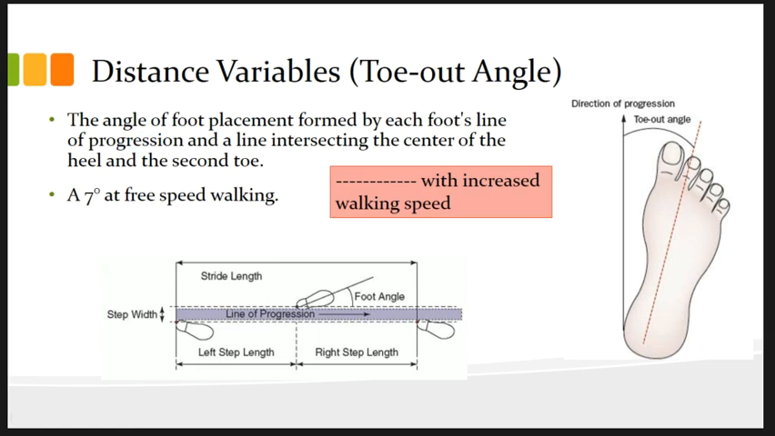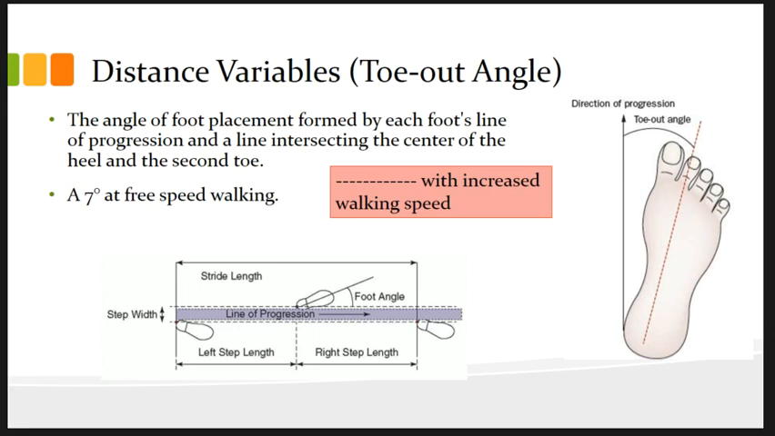Then in terms of whether or not this changes with your walking speed, generally if you think about walking faster, it's more challenging, so you need more stability. So we typically have an increased toe out with increased walking speed. However, this should be monitored, and it could be an individualized assessment to determine what happens.